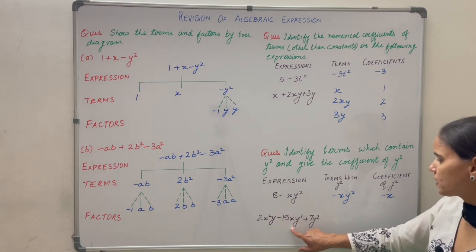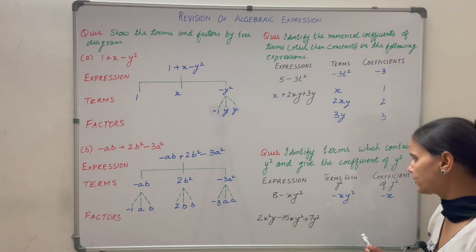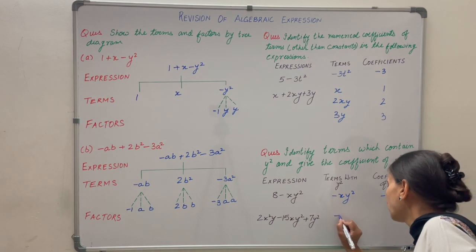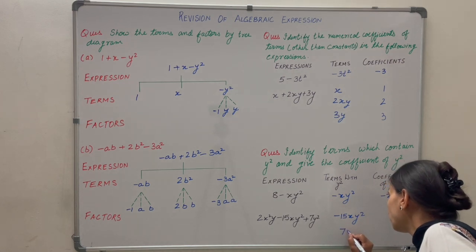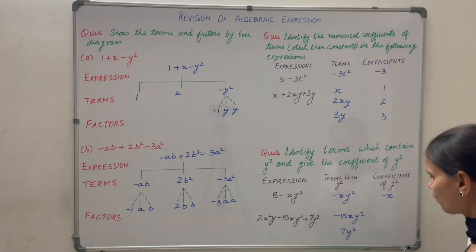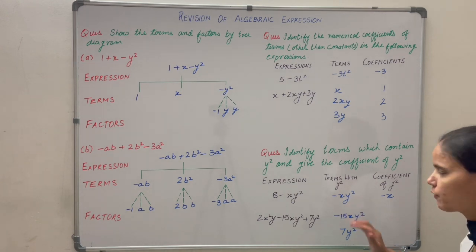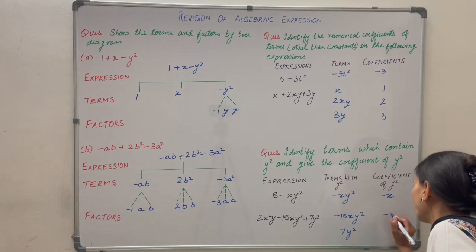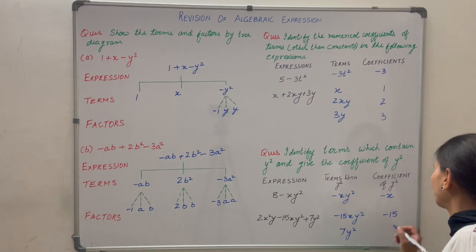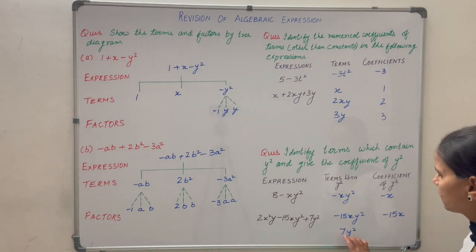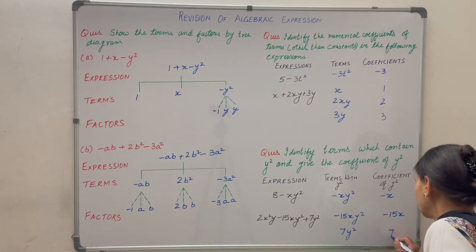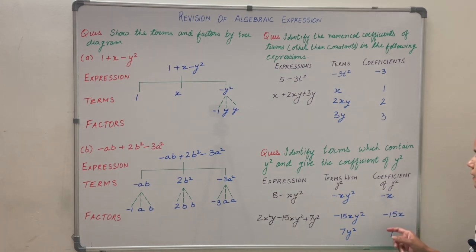Here you have this term and this term containing y square. So let us write down minus 15x y square and this one is 7y square. So what is the coefficient of y square? Minus 15x. Just you need to hide y square. What is the coefficient of y square here? 7. So these are the coefficients of y square.